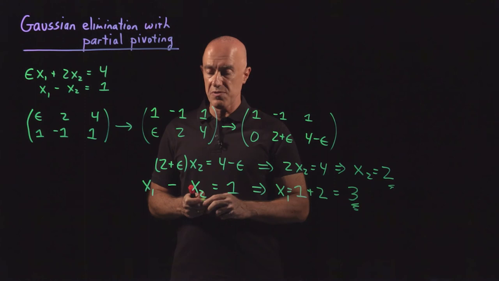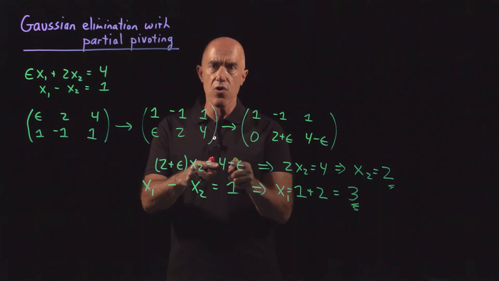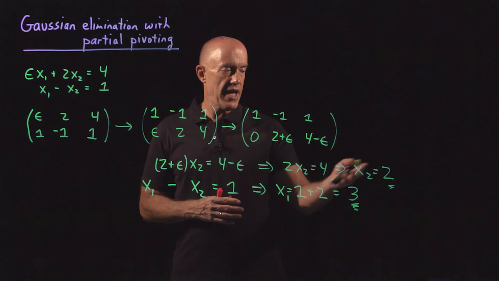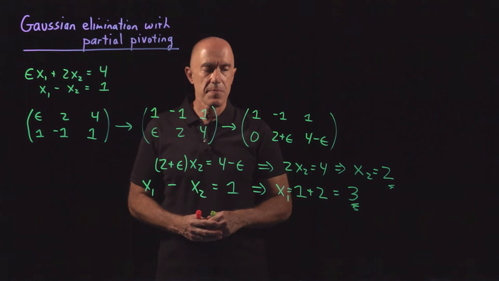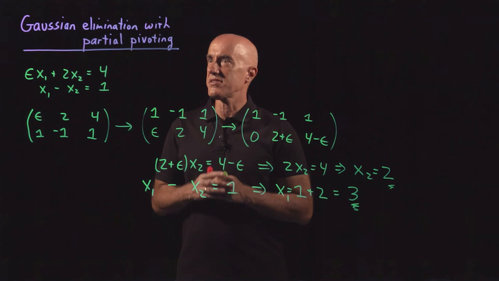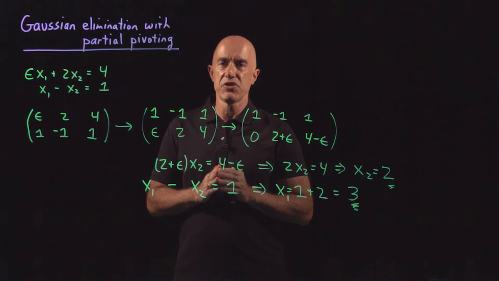Even though 2 plus epsilon equals 2 and 4 minus epsilon equals 4, it hasn't ruined our result. x2 is still 2, but now we have a very reasonable equation for x1, and we get the value of 3. And remarkably, this almost always works. Gaussian elimination with partial pivoting generally gives us good answers and reduces round-off error.